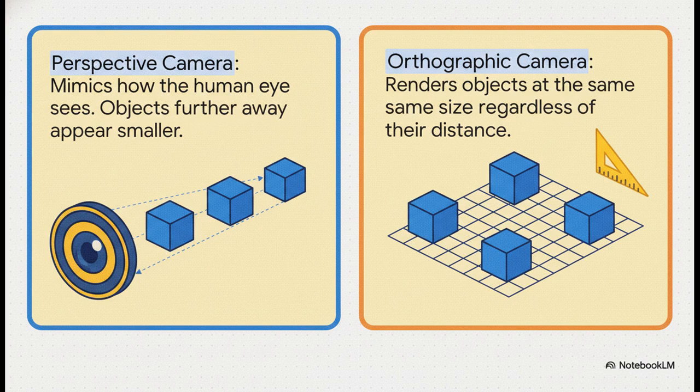There's the perspective camera, which is what we're all used to. It works just like the human eye. Things that are farther away look smaller. This is what gives you that realistic sense of depth and immersion. But then you've got the orthographic camera. It's totally different. It draws everything at the exact same size, no matter how far away it is. This is perfect for things like architectural drawings or even some cool, stylized video games.